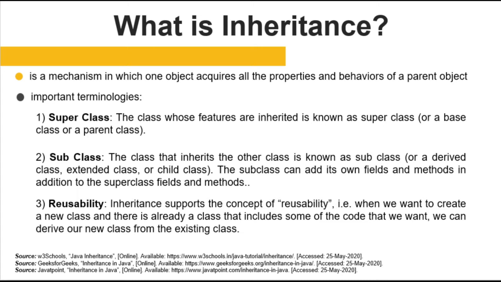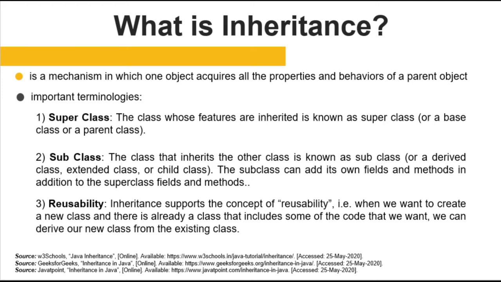Important terminologies when dealing with inheritance are the following. Number one is superclass. This is the class whose features are inherited, and it is also known as the base class or a parent class. Next one is subclass. The class that inherits the other class is known as subclass or a derived class, extended class, or child class. The subclass adds its own fields and methods in addition to the superclass fields and methods.